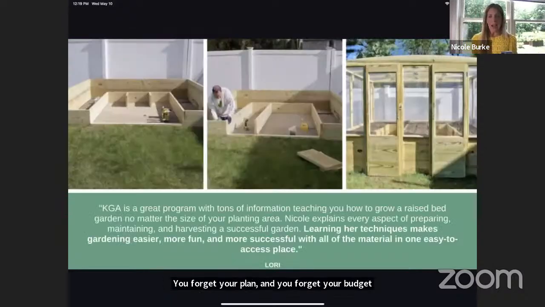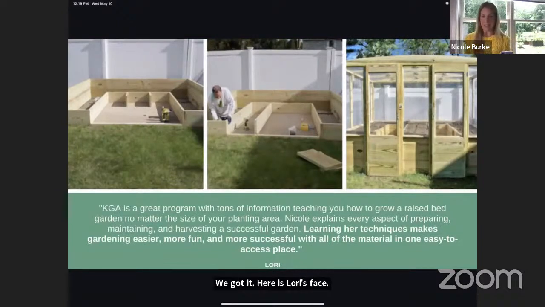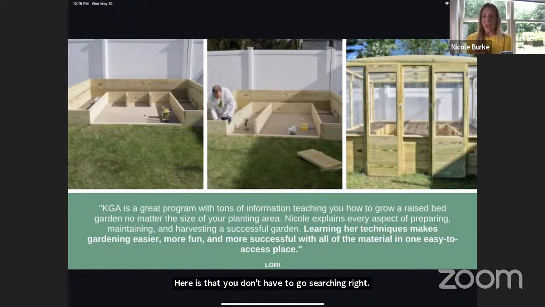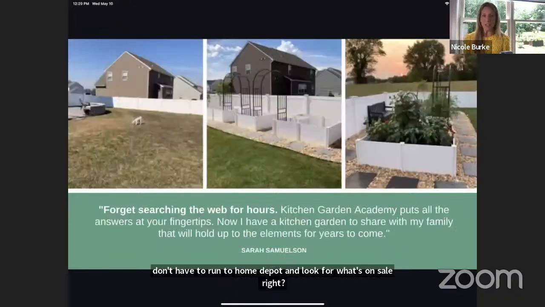We got it. Here is Lori's space. Look at this. She built this entire enclosure for her kitchen garden inside the Kitchen Garden Academy. She said, learning Kitchen Garden Academy techniques makes gardening easier, more fun, and more successful with all the material in one easy to access place. So the goal here is that you don't have to go searching, right? I'm going to teach you every single step to do the setup. You don't have to run to Home Depot and look for what's on sale, right? You just find out the plan and then follow the plan, just like Lori did.